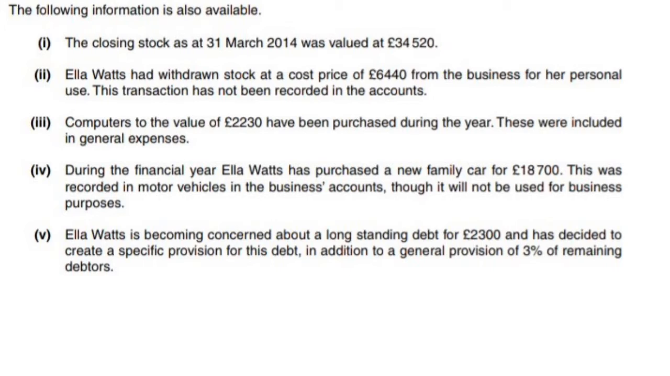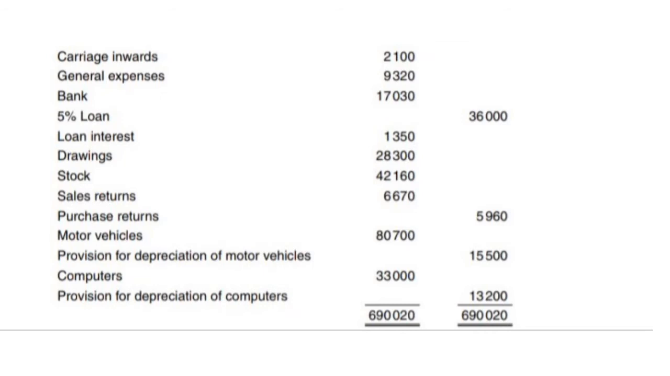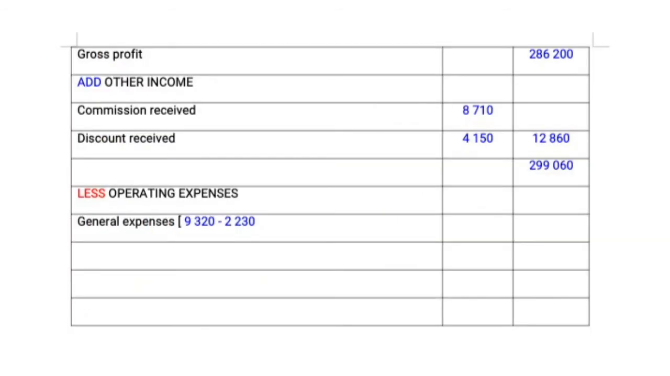So I'm going to write general expenses first. You write general expenses. Then you look at your trial balance. General expenses are amounting to 9320. Right. So from the 9320, I'm going to deduct 2230. Why? Because 2230 are computers. They are not general expenses. So they must not be part of general expenses.